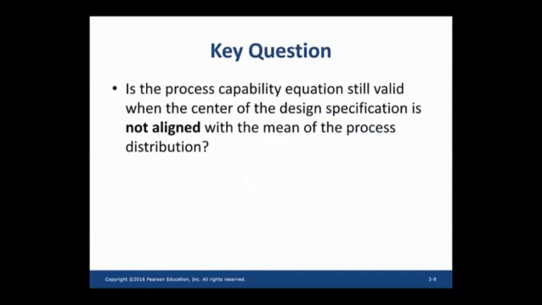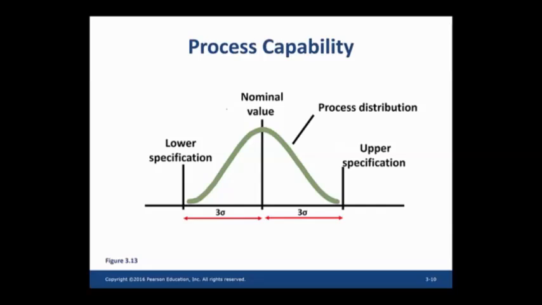Key question is the process capability equation is still valid when the mean of the process distribution and the center of the design specification width is not aligned? Short answer is no. So let us take a simple example. So in this case, Six Sigma distance is contained within the design width, so the process is capable. Let's take a look at what happens if the process distribution is shifted to right. So that is the direction of the shift.